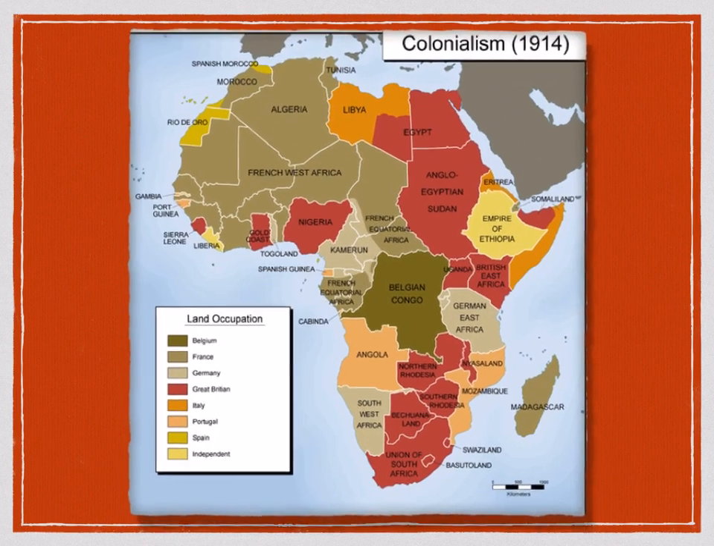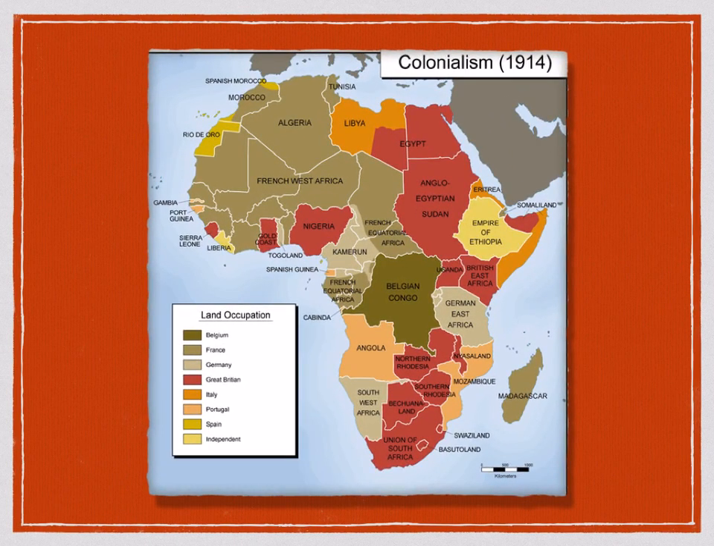Here you can see an example of a map of colonialism in 1914, and you can see by the key that the land is being occupied or colonized by several different European powers.